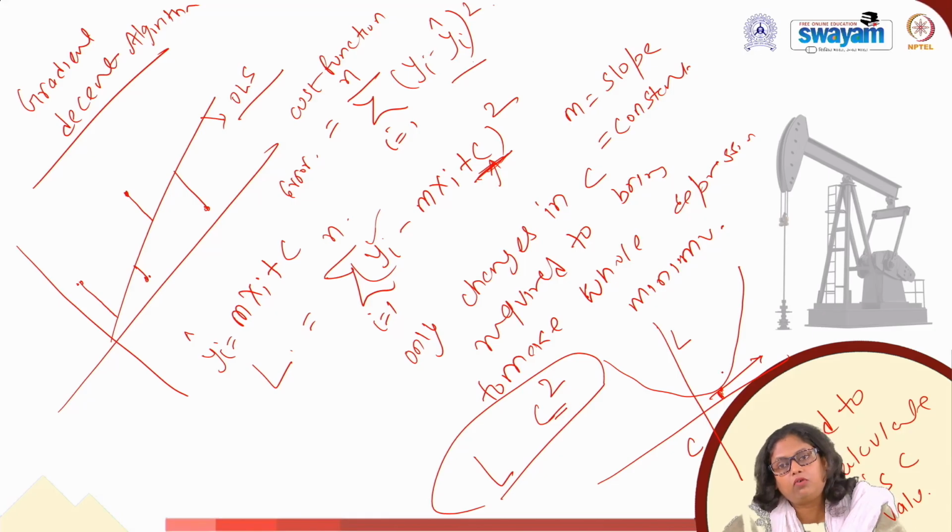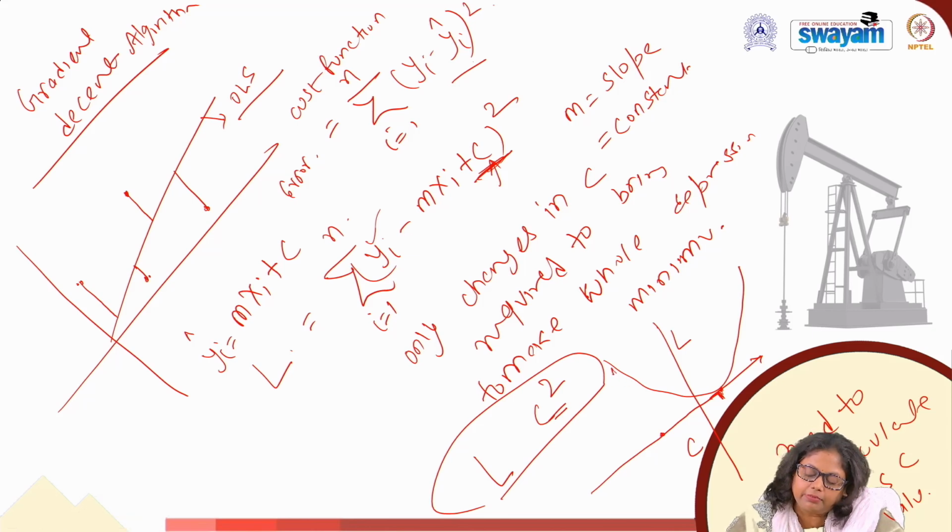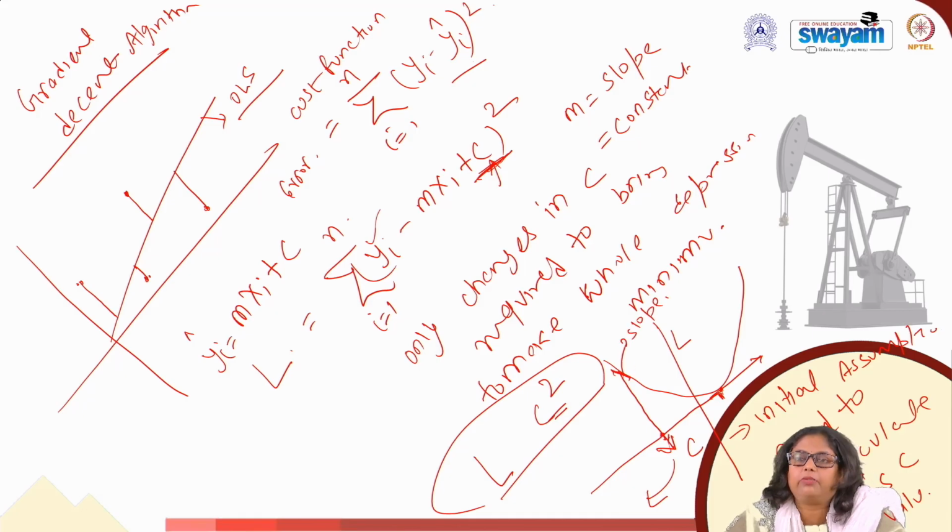Just see this one. When we go for iteration, we require an initial value, so I need to make an assumption. Assume this is my initial c. This is the assumption I am taking. For this assumption I will be going up along the slope, and I require to reach this point.